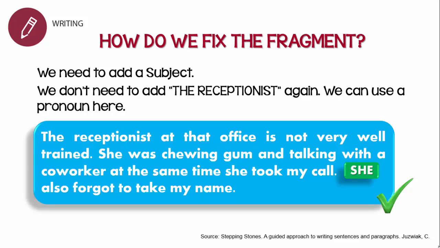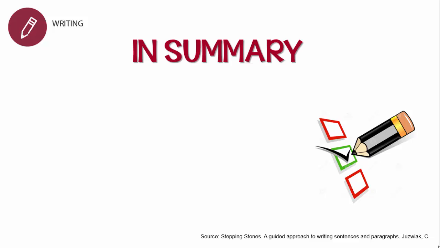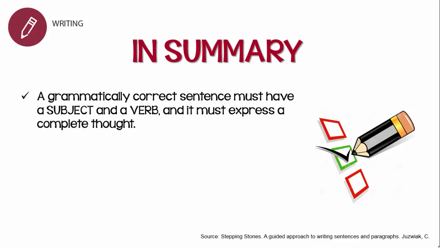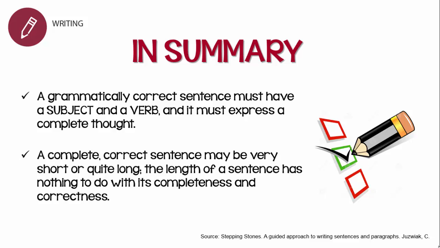The receptionist at the office is not very well trained. She was chewing gum and talking with a coworker at the same time she took my call. She also forgot to take my name. In that way, we have corrected the fragment, adding a subject in the form of a pronoun. In summary, a grammatically correct sentence must have a subject and a verb, and it must express a complete thought. A complete correct sentence may be very short or quite long. The length of a sentence has nothing to do with its completeness and correctness.